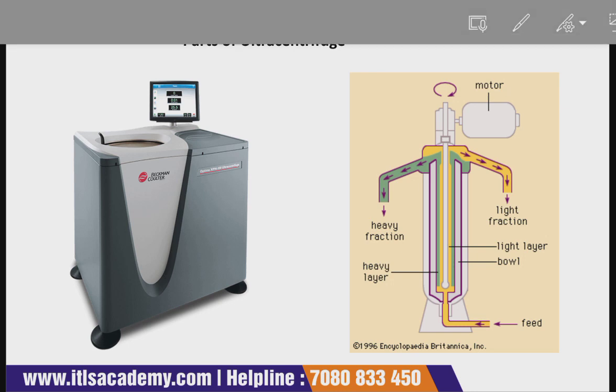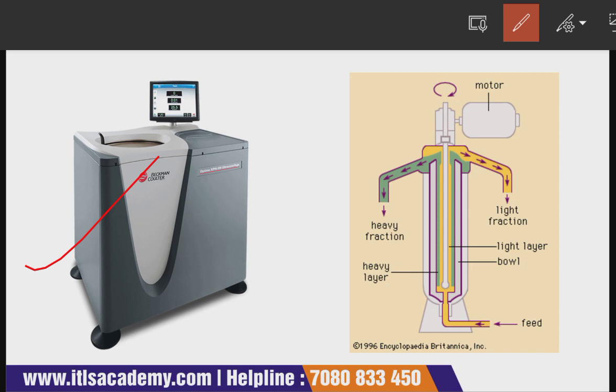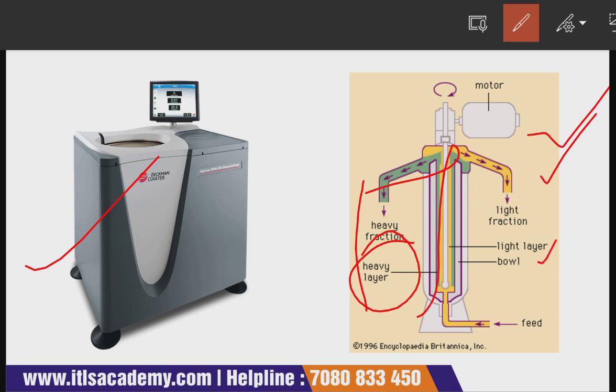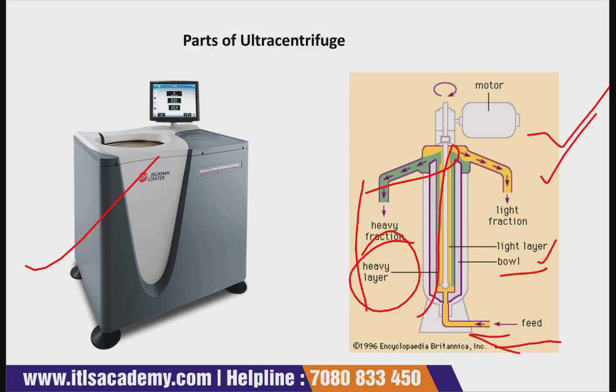So a centrifuge machine looks somewhat like a washing machine, and inside of this there is a motor. This motor is operating at a very high speed. They have a heavy fraction, and this part has a light fraction. Then they have a very heavy layer at the side, and a very light layer. They have one bowl, and here you have to insert your feed. So these are certain parts of the ultracentrifuge you should always remember.